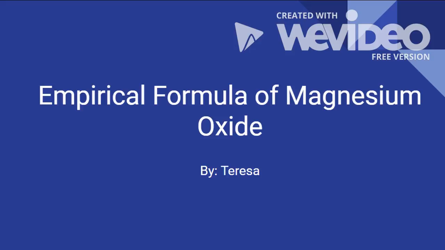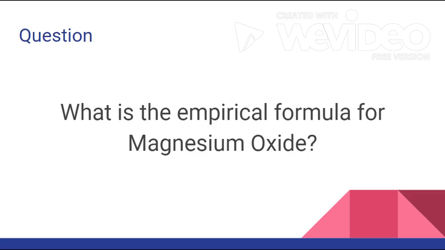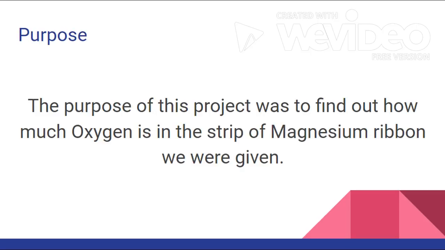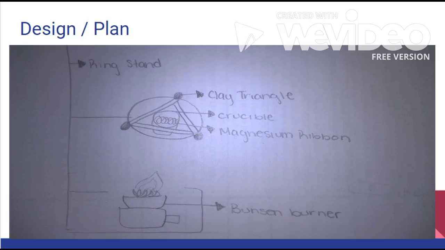The name of my project is Empirical Formula of Magnesium Oxide by Teresa. My question is, what is the empirical formula for magnesium oxide? The purpose of this project was to find out how much oxygen is in the strip of magnesium ribbon we were given.